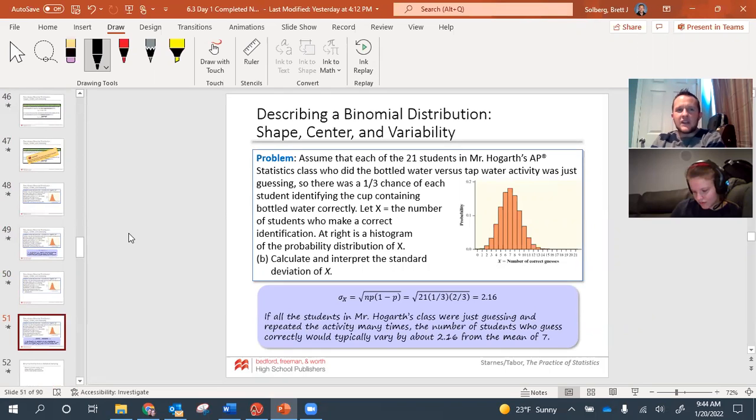This is standard deviation, or average distance from the mean. So again, if we did this many times, then our average is going to be 7, and how much we typically vary from that is going to be 2.16. Does that make sense how we would use those formulas for your mean and your standard deviation? Do you have any questions on those 2 examples?